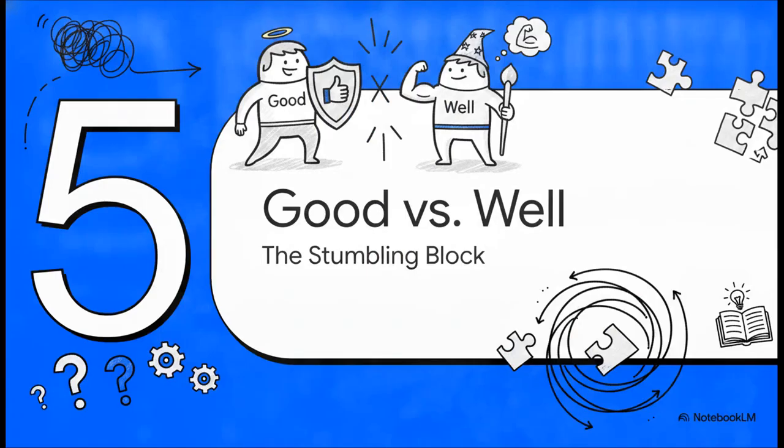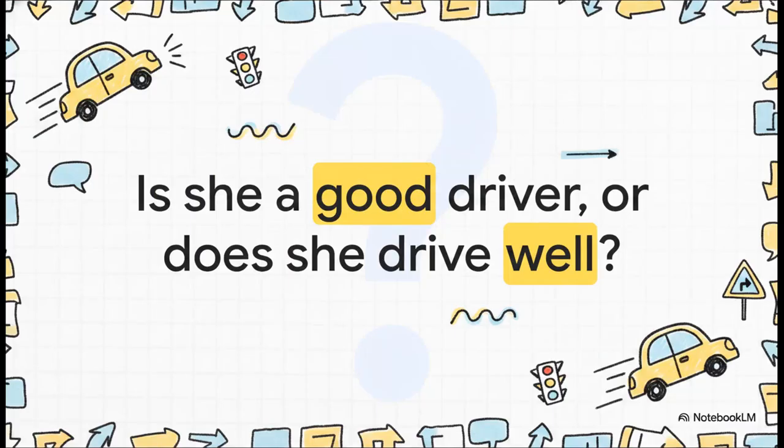And that brings us to Section 5, Mastering Good versus Well, the ultimate stumbling block. For our final section, we are tackling one of the absolute most persistent errors made by language learners and native speakers alike. Before I give you the answer, ask yourself, which of these phrases actually sounds correct to your ear? Is she a good driver, or does she drive well? Or, wait, could both be right?